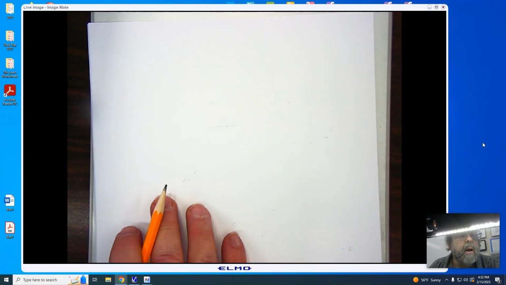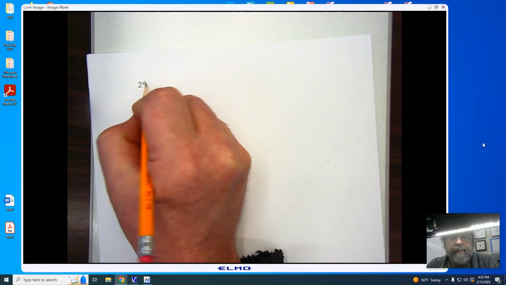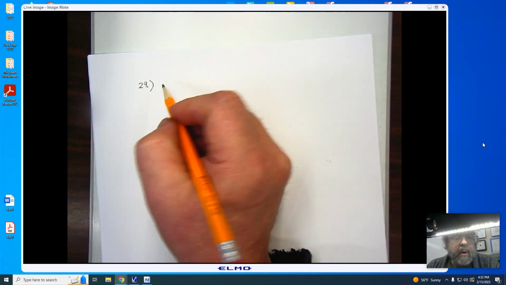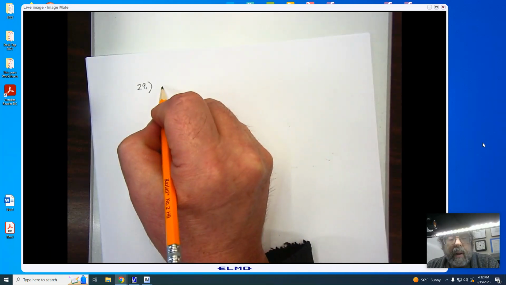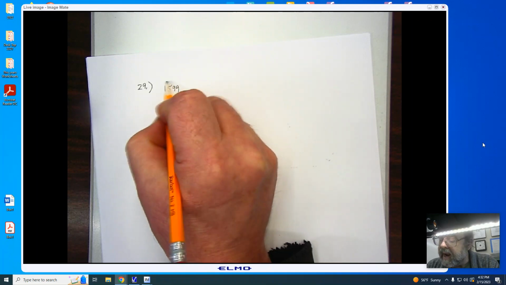That means we have to first practice numbers 29 all the way up through 43, odds only. So we're going to start off with 29. 29 says that we're looking at this radioisotope. It has a half-life of 1599. This is my half-life.